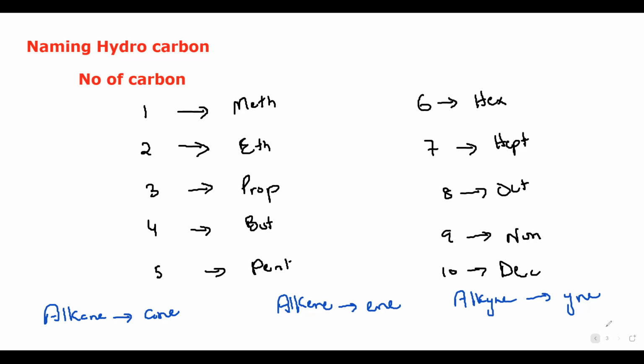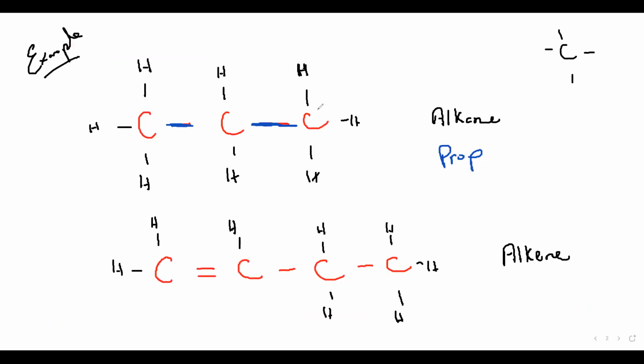Because this hydrocarbon is an alkane with three carbon atoms, we say prop. And because it is an alkane, the name should end at ane due to the single bond. So it becomes propane. Prop because of three carbon, and ane because of the single bond between the carbon atoms. Is it clear? This is example 1, how we name this hydrocarbon.